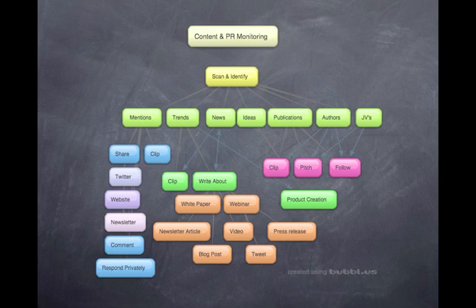And as you can see, you can do the same thing with trends and news. With publications, you can clip, you can pitch them, you can follow them. You can use the trends and ideas to create products. You can use the trends and ideas to create a press release, a newsletter article, a video, a blog post, a tweet. There are virtually endless possibilities on how to use Google Alerts for both content and PR monitoring and marketing.